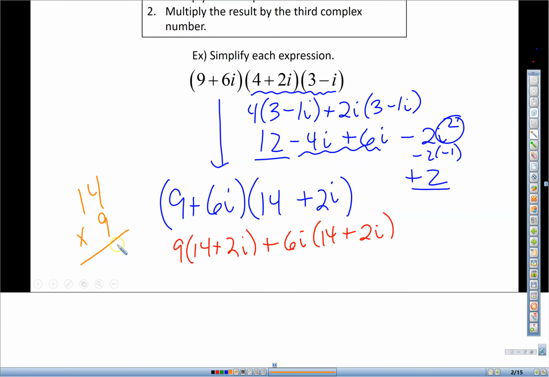We know that 9 times 4 is 36. And then we have 9 plus 3, which would be 12, so that's 126 plus 18i.